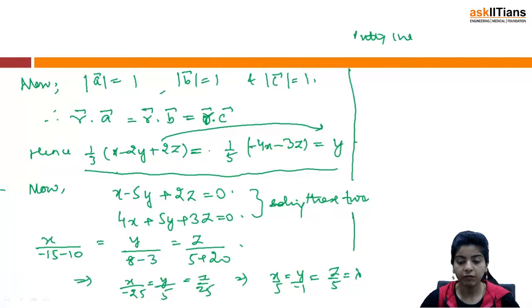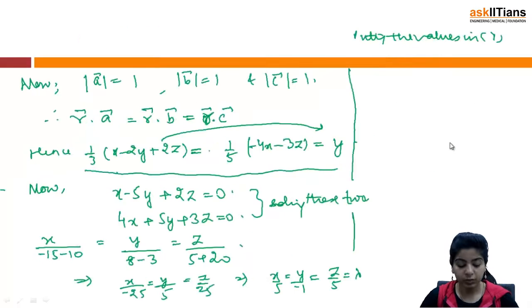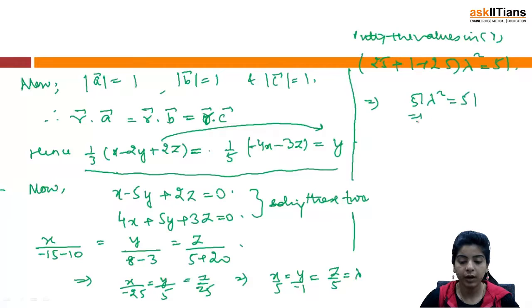Putting the values in the first equation, this was my first equation: x square plus y square plus z square is 51. I put these values in that equation and so I get 25 plus 1 plus 25, times lambda square, is 51. So this gives me 51 lambda square is 51, or lambda is plus minus 1.